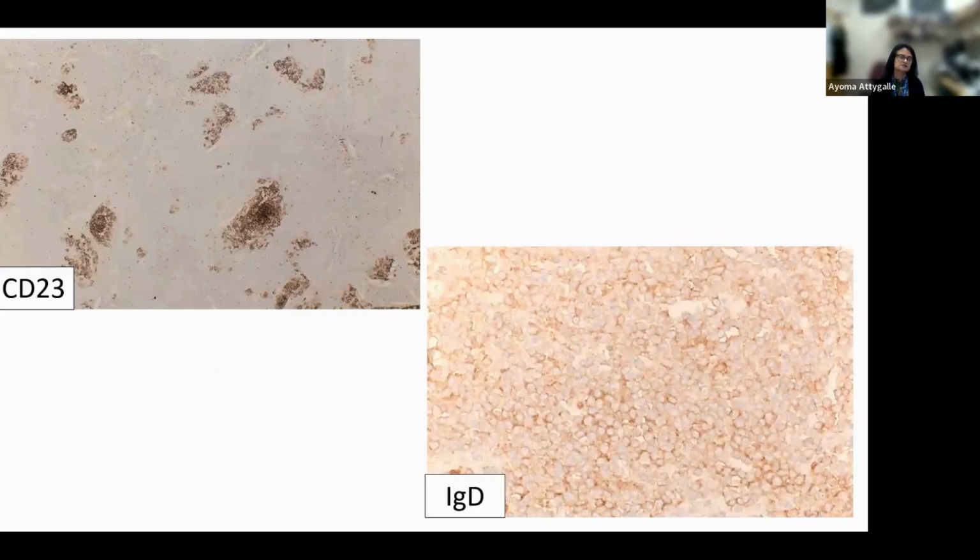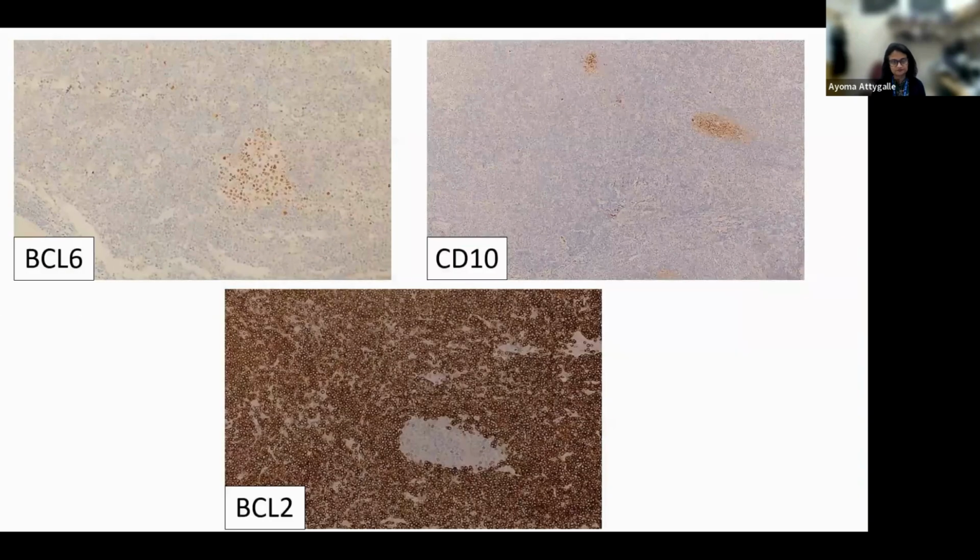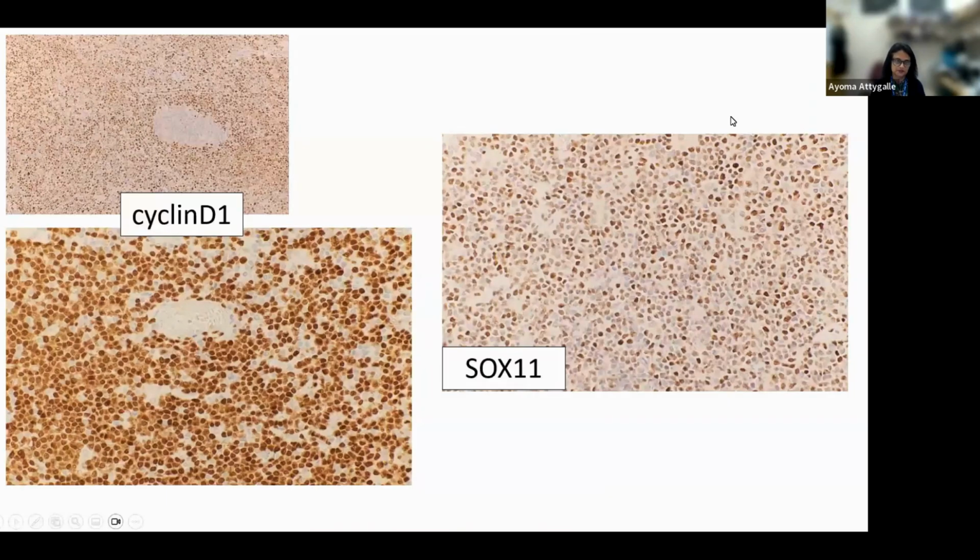CD23 has some scattered positive cells, but otherwise the infiltrate is negative for CD23. What you are seeing is the positivity in the FDC meshworks of these residual follicular structures. This IgD, I don't expect you to use, but I thought I'd show you because it is IgD positive. The germinal center markers BCL6 and CD10 highlight these germinal centers, which you saw earlier, but they are BCL2 negative, unlike the infiltrate, which is BCL2 positive. These are highlighting reactive germinal centers, these naked germinal centers that we saw histologically.